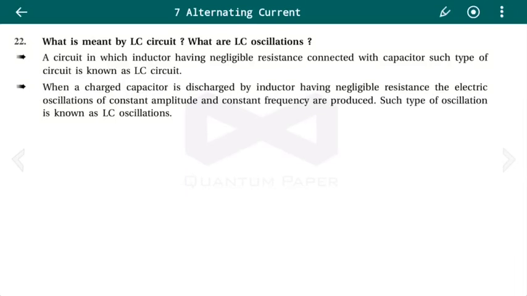Hello students, welcome to class 12 physics. In this video we are going to discuss the LC circuit and LC oscillations of chapter 7, alternating current.